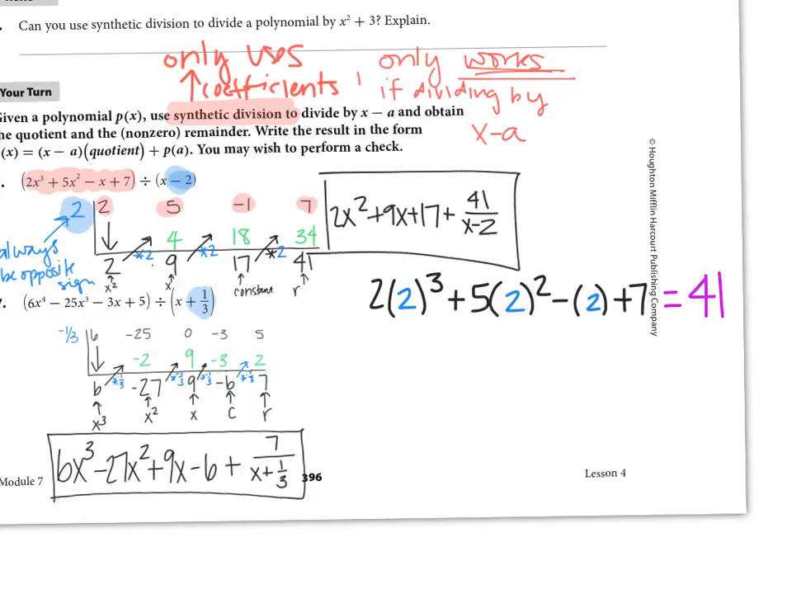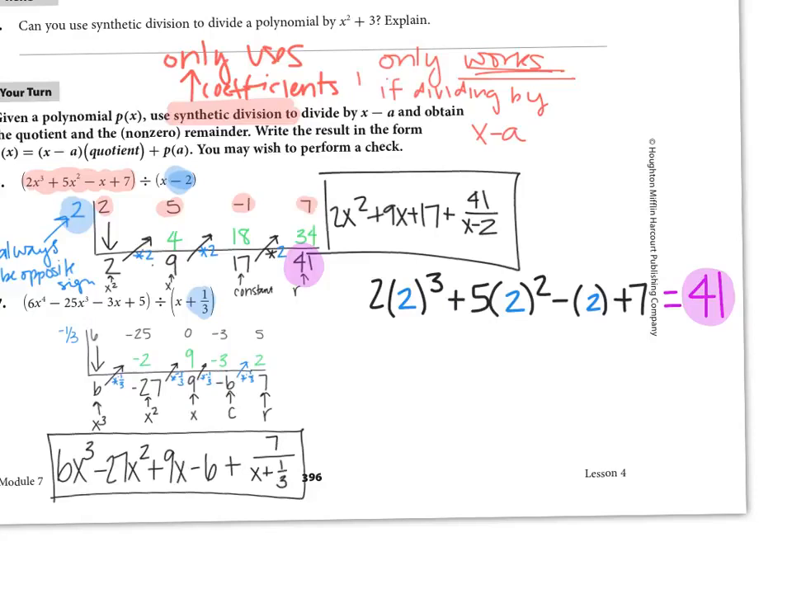What? That is your remainder. And that works every single time. Every time. Why would we need to know that? Okay, so that's a great question. So that means, let's look at problem 7. If I were to plug in negative 1/3, what should I get as my answer?